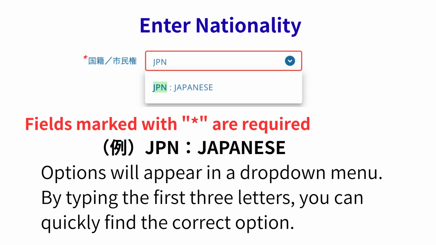Next is the entry for nationality/citizenship. This field also has a red asterisk, so it is mandatory. Type JPN in the input box, and you will see a suggestion like JPN Japanese. Click on the suggested option to select it. By typing the first 3 letters, the list will narrow down, making it easier to find your nationality quickly.